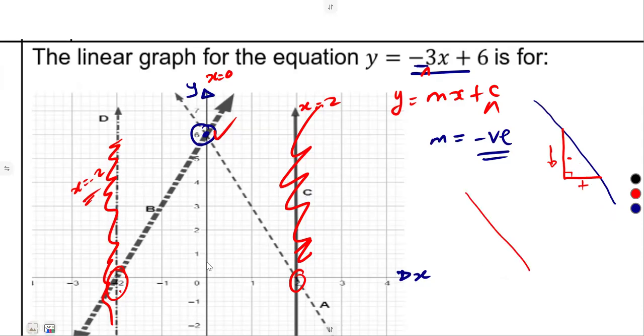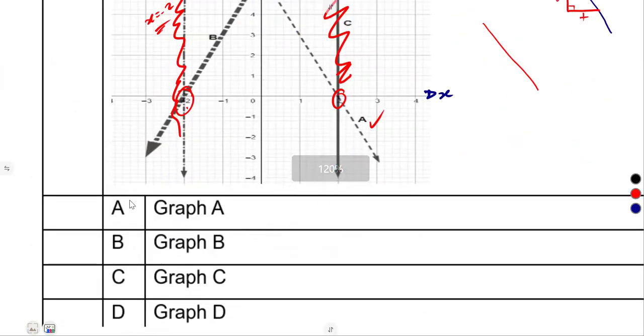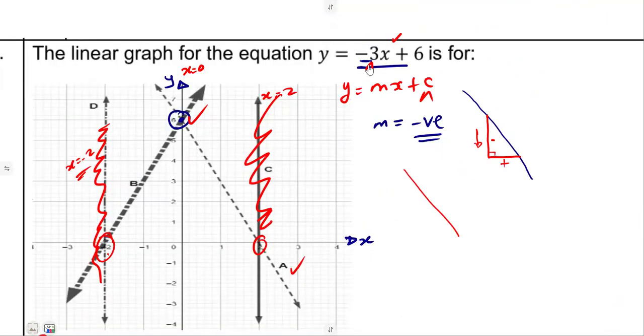So which one of these, graph A or graph B, has got a negative gradient? It is graph A. As you can see, this one is going this side. So this equation is best for graph A. That's our graph A there, which has got a negative gradient. If it was a positive 3x, it was going to be for graph B, positive gradient. It means the steepness as it is going up is positive.